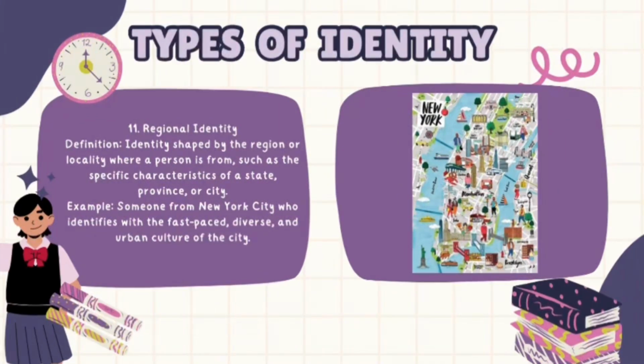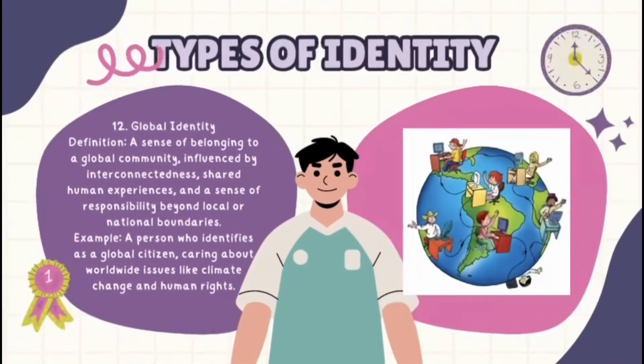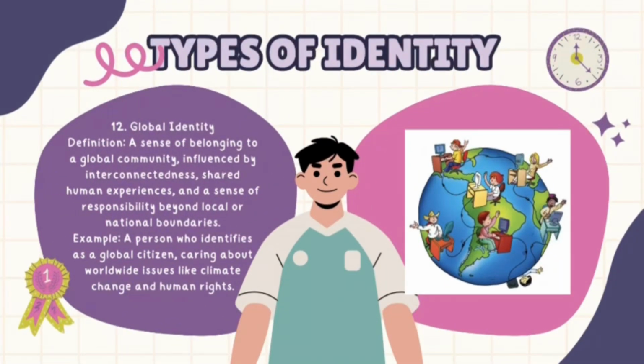Next, regional identity is identity shaped by regional or local origins and their cultural characteristics. For example, someone from New York City who identifies with the fast-paced, diverse, and urban culture of the city. Global identity is a sense of belonging to a global community, transcending national boundaries. For example, a person who identifies as a global citizen, caring about worldwide issues like climate change and human rights.